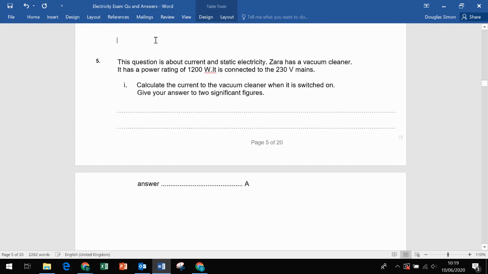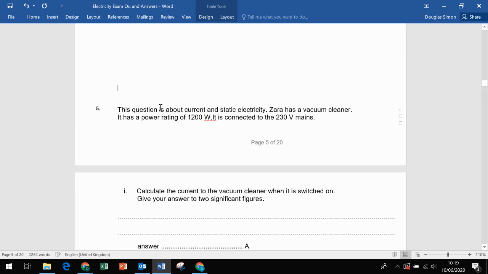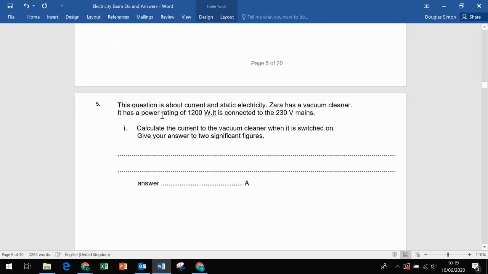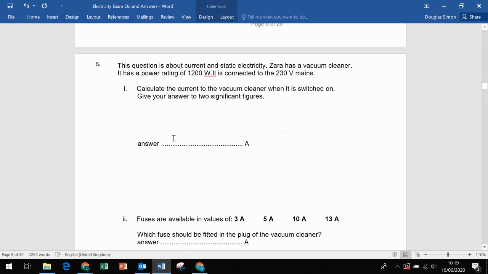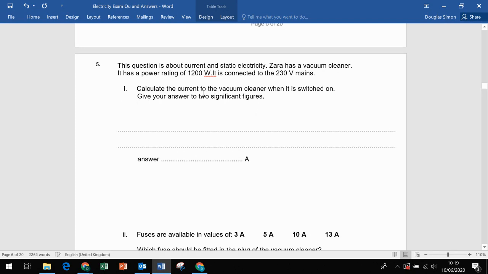All right, question 5. Let's just get it all on one page. This question is about current and static electricity. Zara has a vacuum cleaner. Its power rating is 1200 watts, connected to the 230 volt mains. Calculate the current to the vacuum cleaner when it is switched on. Give your answer to 2 significant figures.